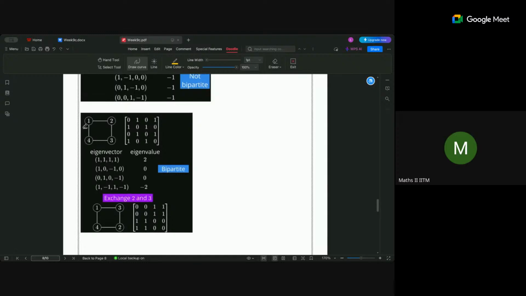Now, from here can you see how it is bipartite? What is the partition? Can anyone tell what v1 and v2 are? 1, 3 and 2, 4. Yes, exactly. So if you take 1, 3 and 2, 4, you have 1 to 2, 1 to 4, and then 3 to 4 and 3 to 2. These are the vertices and edges, and v1 and v2 are the partitions. So you have a bipartite graph with these eigenvalues.